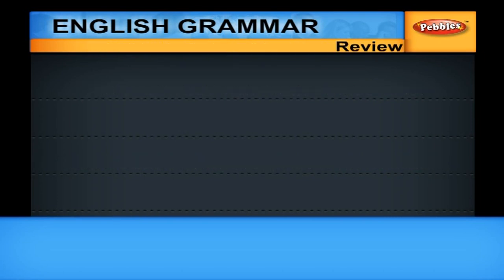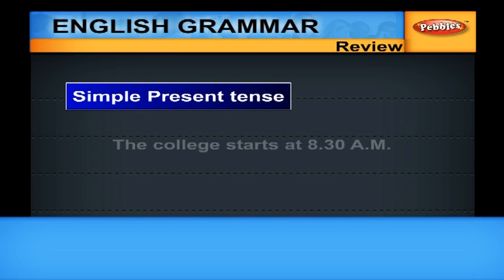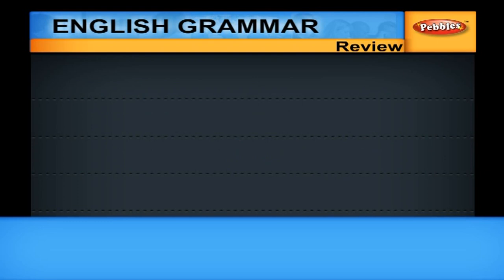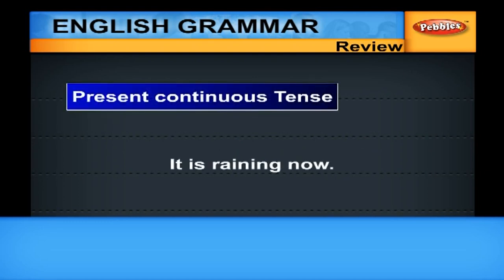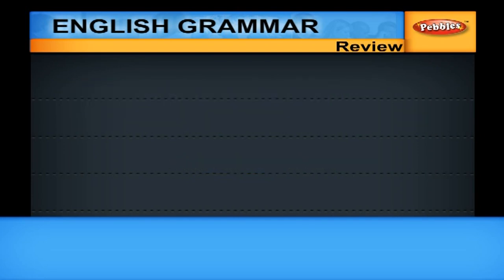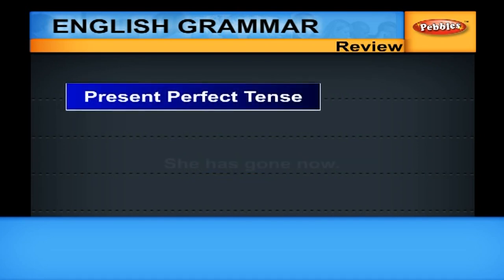So now we have seen the 4 aspects. Let us sum up where to use the 4 aspects. We use simple aspect in the present tense to refer to a habitual action. We use continuous aspect in the present tense to refer to an action that is in progress. We use perfect aspect in the present tense to refer to an action completed at some point in the past.